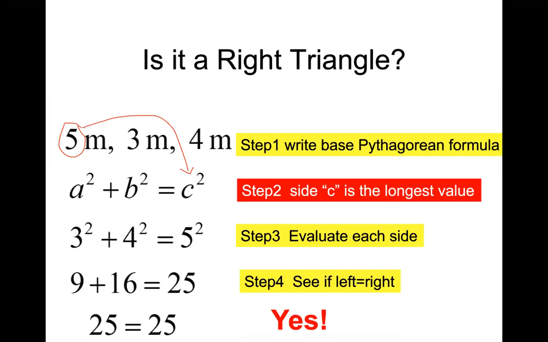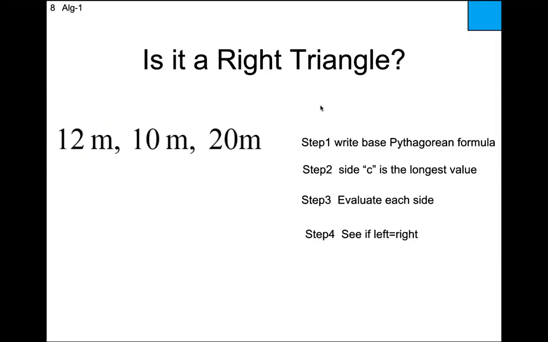So what would it look like if it was no? Well, when we simplify, we're going to get 2 different numbers on the left and right side of the equal sign. So maybe we should do an example like that to see what it would look like if the answer was no. Steps are right there. Step number 1 is we write the base. We just basically write the Pythagorean theorem.